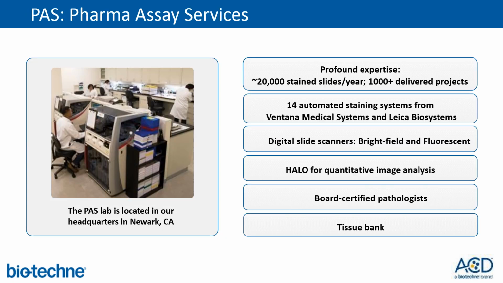Alternatively, you can utilize our pharma assay services. We have a CRO, which will be GLP compliant by middle of 2020. This lab does next to nothing else other than run in situ hybridization assays. They do also run some IHC assays, but we run nearly 20,000 slides a year of RNAscope and BaseScope assays, as well as now microRNAscope assays. These assays are being run fully automated on 14 Leica and Ventana autostainers. We have, of course, slide scanning capabilities. We can perform image analysis with Halo software, and we also have board certified pathologists on staff.